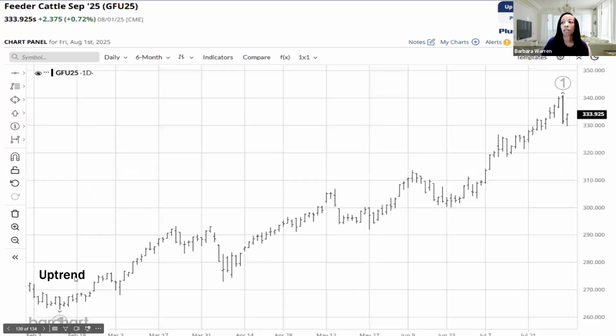This is another one. This is an uptrend. A bottom formation in an uptrend, feeder cattle, September 25. See the half moon right there? That's the highest price on the chart. That's the number one. Barchart puts that right there so that you will know the highest price. If you look down here, there's a half moon here. This is the lowest price, also the number one. So who can tell me the 50% for this particular chart based off of the formula you just learned?